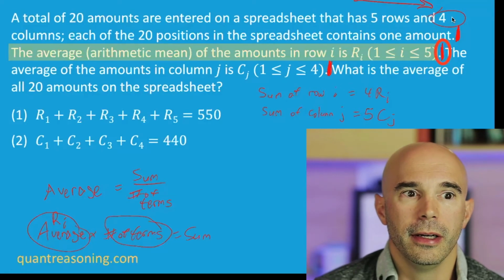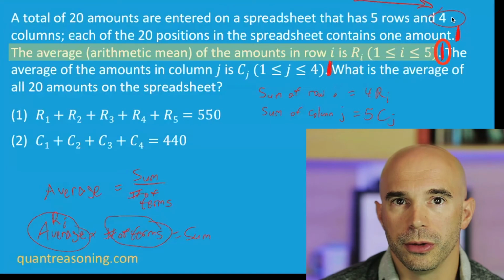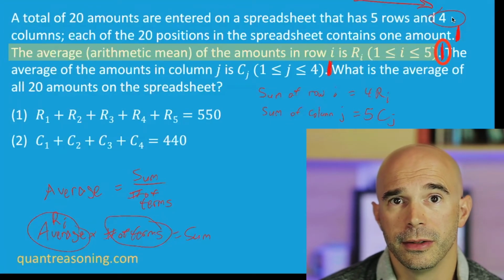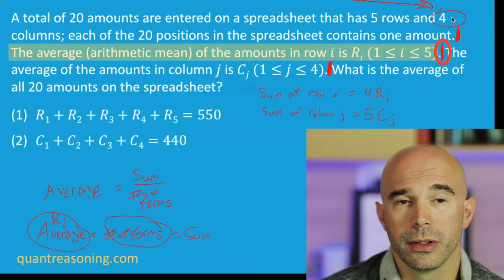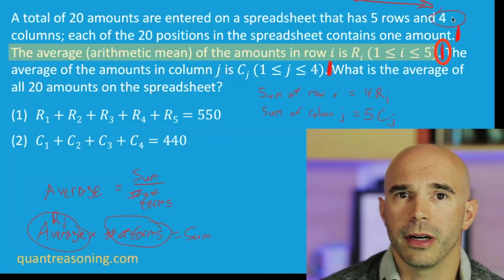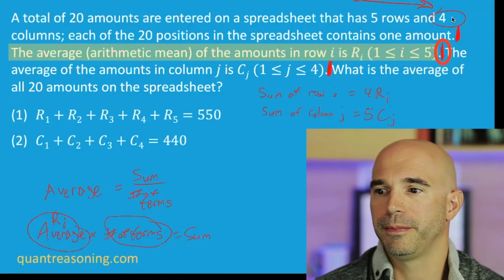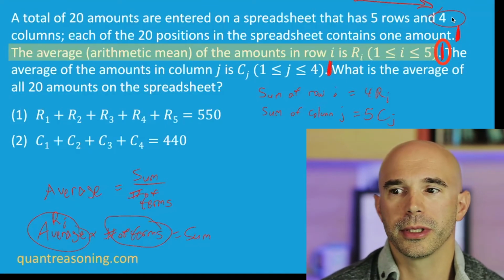Now, if you knew the sum of each row, I'm not looking at the statements yet, by the way. I'm just asking you, if you knew the sum of each row, do you think you'd be able to figure out the entire sum of the whole, all 20 cells? Look at the drawing that you made on your paper. If you knew the sum of each row, how would you go from that to the total sum?